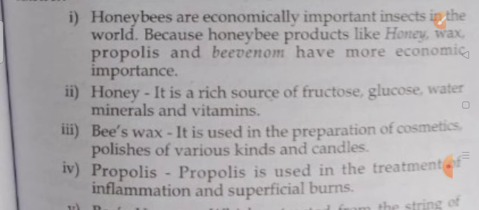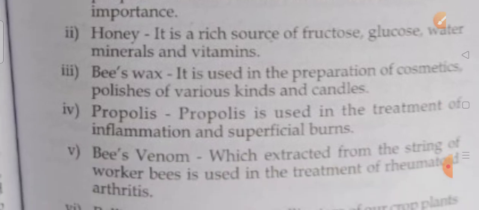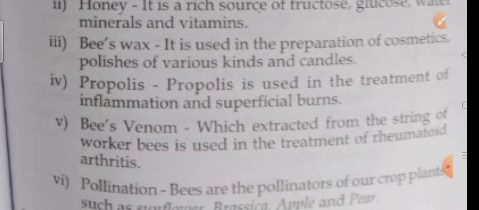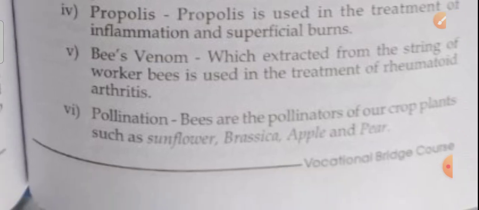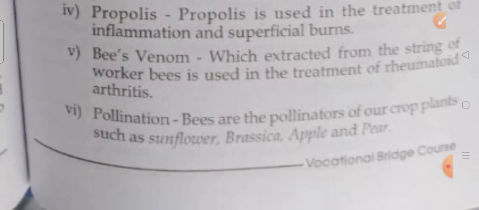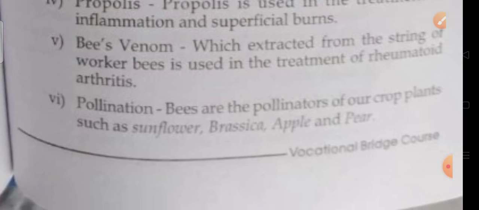Beeswax is used in the preparation of cosmetics, polishes, and various kinds of candles. Propolis is mainly used in the treatment of inflammation and superficial burns. Bee venom, extracted from the sting of worker bees, is used in the treatment of rheumatoid arthritis. Pollination: bees are the pollinators of our crop plants such as sunflower, brassica, apple, and pear.